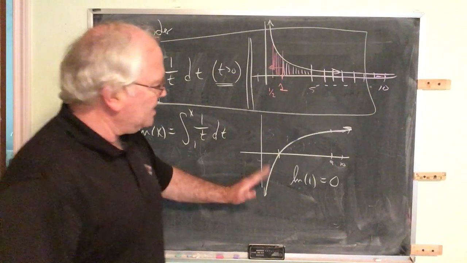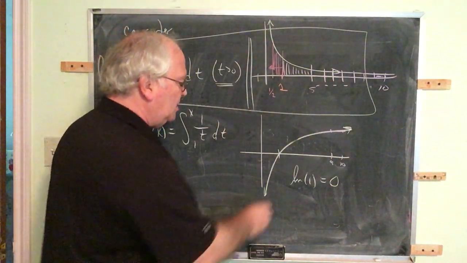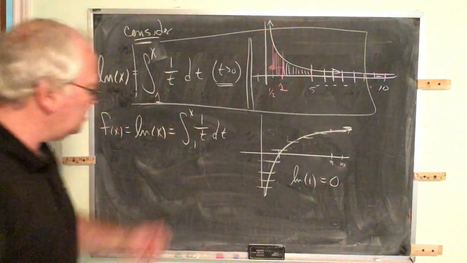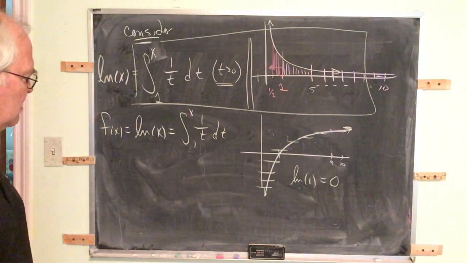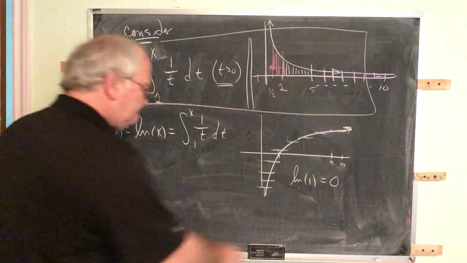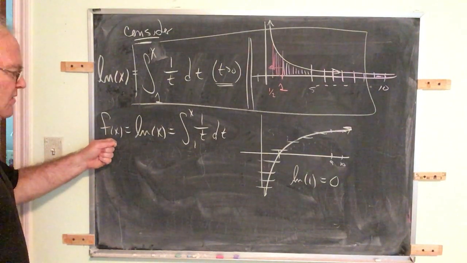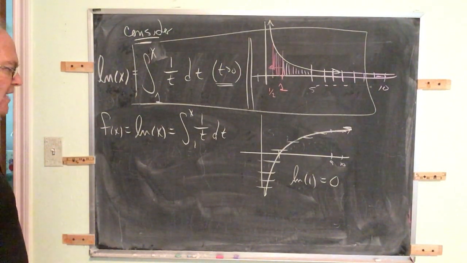This function passes the vertical line test because it's a function. It passes the horizontal line test, so it has an inverse function. So it has all these wonderful basic properties. All right? So the next piece we're going to do is talk about how you do the calculus with the natural log function.